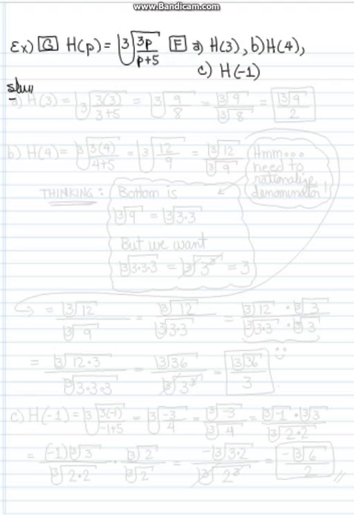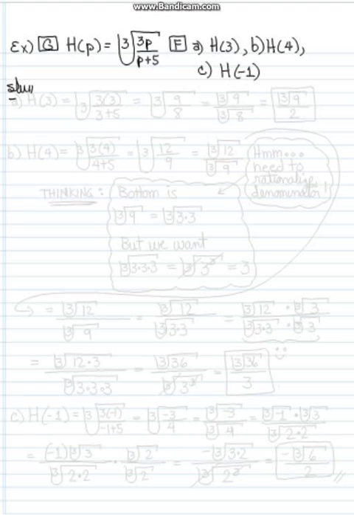Given h of p equals the cube root of the rational function 3p over p plus 5. Now notice that this is a really tall cube root, and the entire fraction is under the cube root. I want to make it really clear the entire fraction is under the cube root. Find parts A, B, and C: h of 3, h of 4, and h of negative 1.